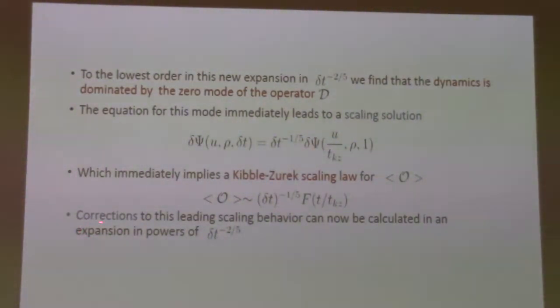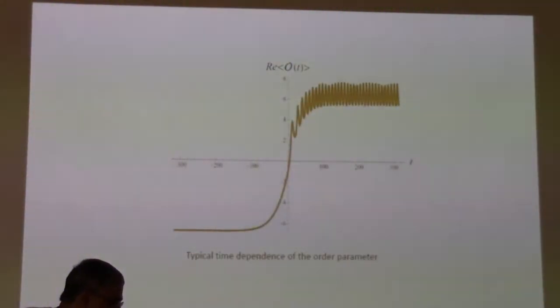Once you have that scaling solution, this implies a Kibble-Zurek scaling law for the expectation value of the corresponding operator. You can compute the corrections to this leading scaling behavior in that expansion in fractional powers of delta t, and compute what happens to this. They are not very interesting in this particular case. So this was done without solving any of these equations. Luckily, I had collaborators who were good in numerics.